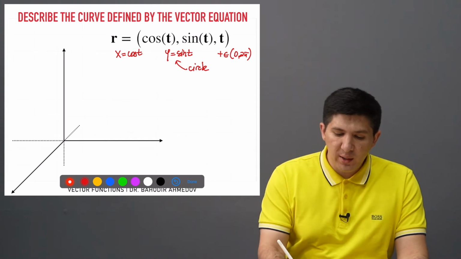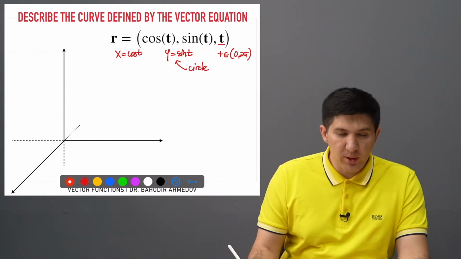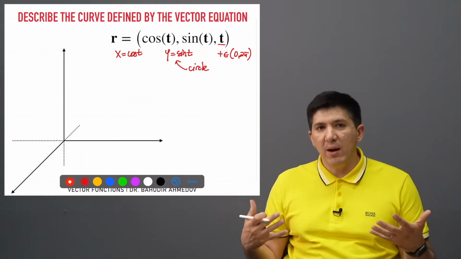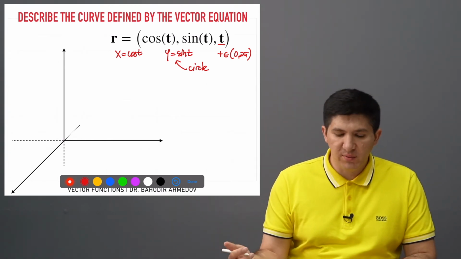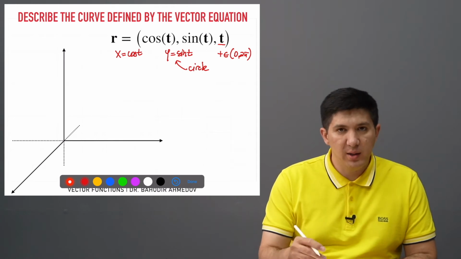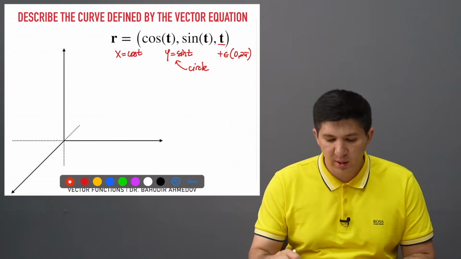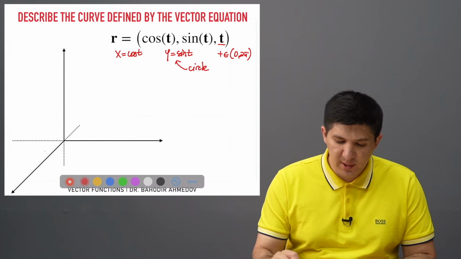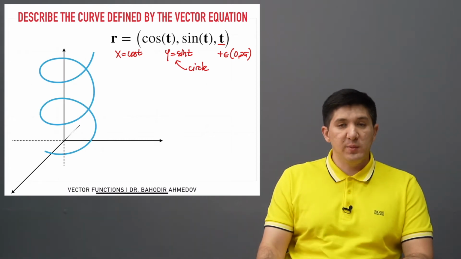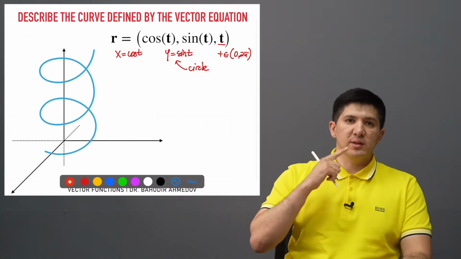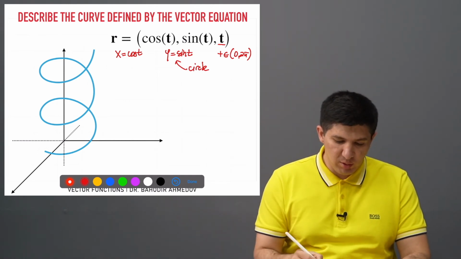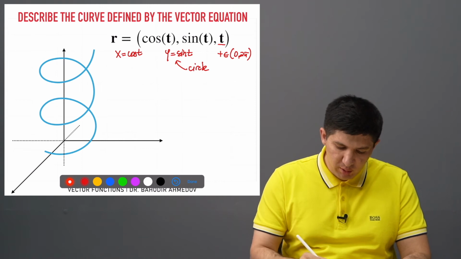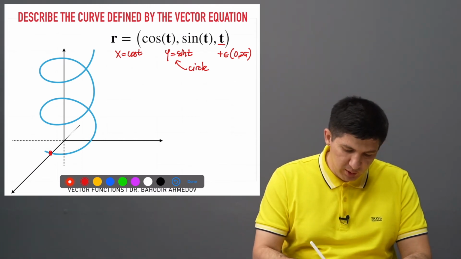Well, now we're adding one more component, t, for the z component, and now it's going to be a little bit different than a circle. If you take different values for t starting from 0 until 2 pi, 4 pi, and so on, what you're going to get is something like a spiral. So you're going to get this spiral. For t equal to 0, you're going to get this point here.